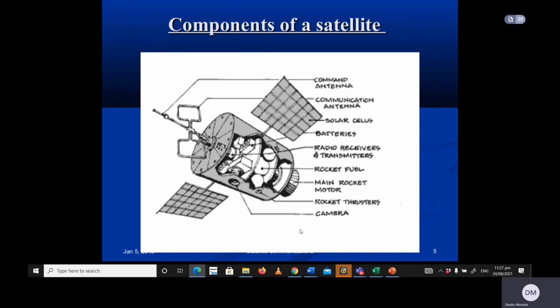We'll explore what's inside of the satellite. We have, of course, the solar panel, para mandar yan, tapos meron yung mga rocket fuel, may mga cameras, antenna of course.